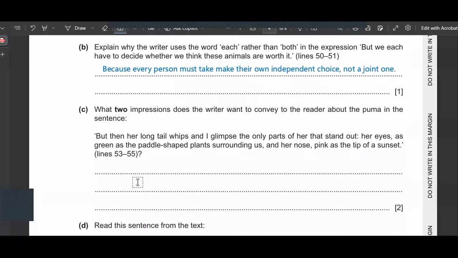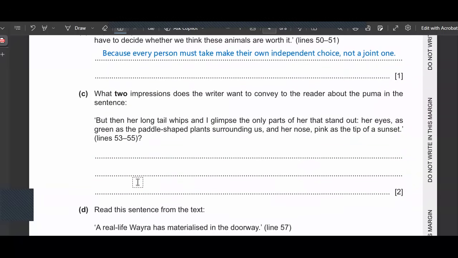Okay, moving on to the next question, question number two, part C. What two impressions does the writer want to convey to the reader about the puma in the sentence: But then her huge long tail whips, and I glimpse the only parts of her that stand out, her eyes, as green as paddle shaped plants surrounding us, and her nose, pink as the tip of the sunset. Line number 53 to 55. Our focus is the impression, like what the author wants us to feel. And we have to give two impressions.